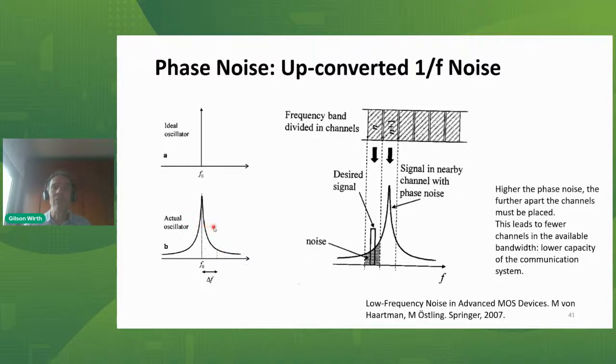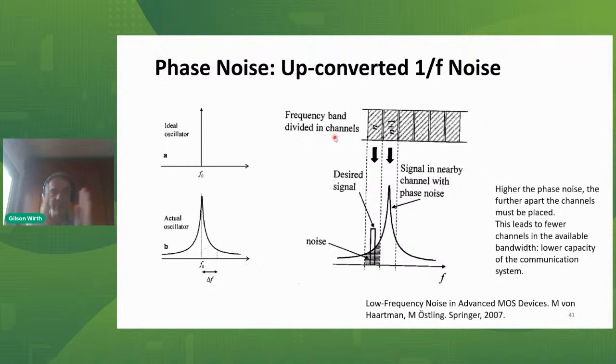And in communication channels, you want an oscillator that gives you the frequency of a given band, a given synthonization frequency. And you try to put them as close as possible. You divide your frequency band in channels, and you want to put the channels as close as possible. For that, you need your oscillation period to be fixed.